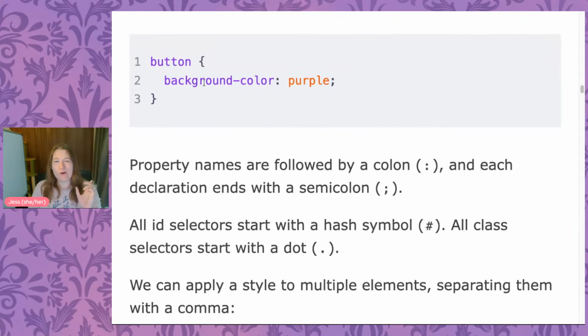So the property names are followed with a colon. And then when you're done with a declaration, it ends in a semicolon. Okay. And you'll probably forget this sometimes. I forget this sometimes. It's not a problem.